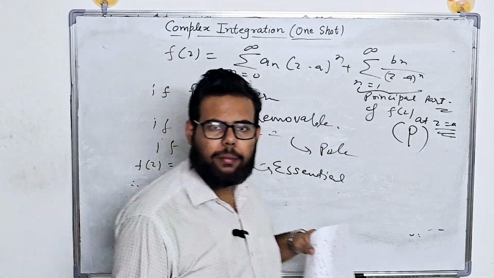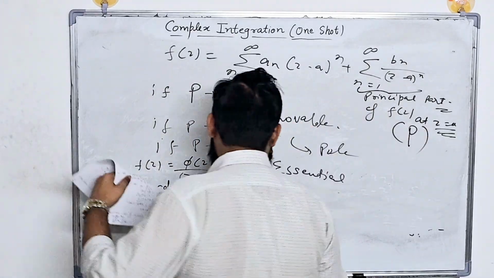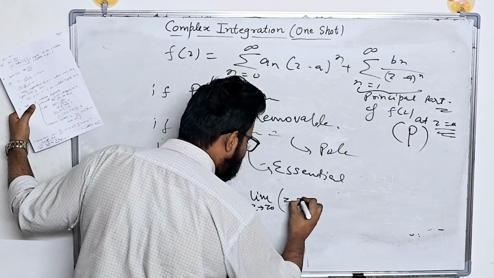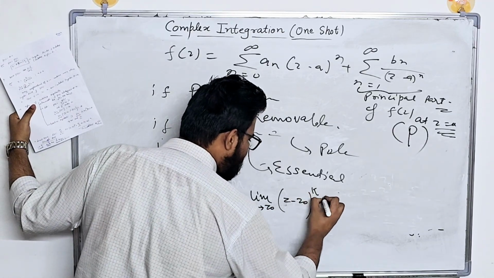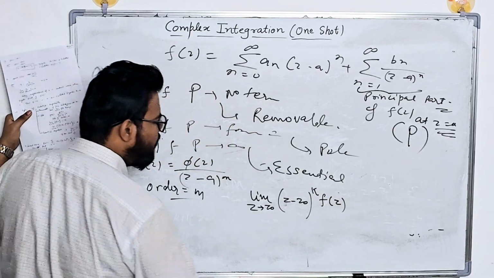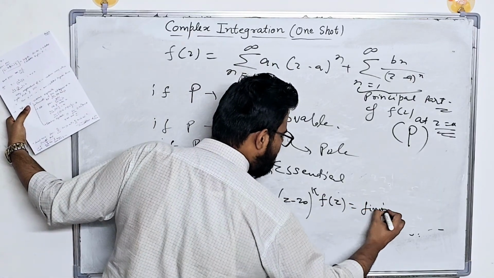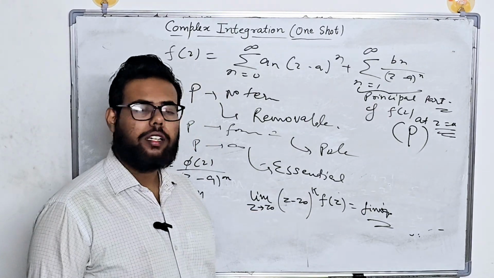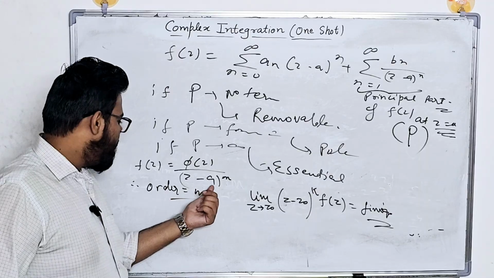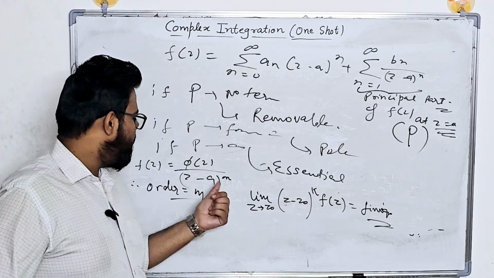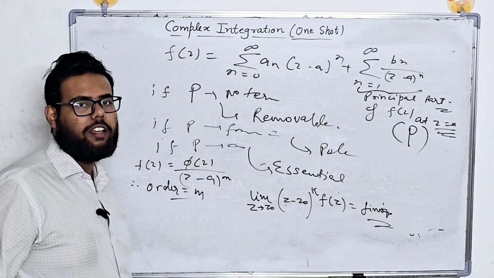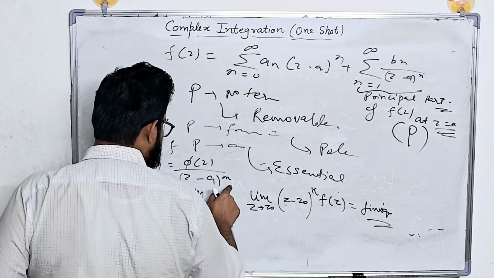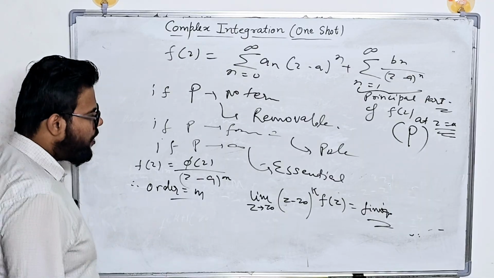How do we calculate the order of a pole? Well, limit z tends to some z naught, z minus z naught raised to power some k, f of z. If this is a finite value, then this k is called the order of the pole. Similarly over here, if I multiply by z minus a raised to power m, then this expression will get cancelled, and I will get phi of z at z naught. Hence the order of this pole is m.